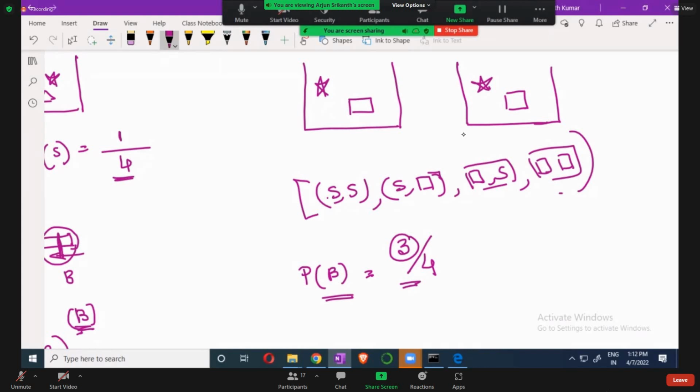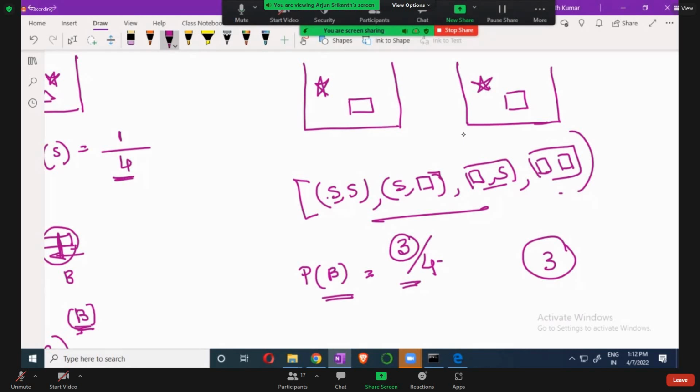So one condition has already happened. What is the condition that happened? We took the 1 star. We took at least 1 star. How many times did we get it? 3 times, right? Out of 4. In this 3, what is the chance of getting 2 stars at a time?